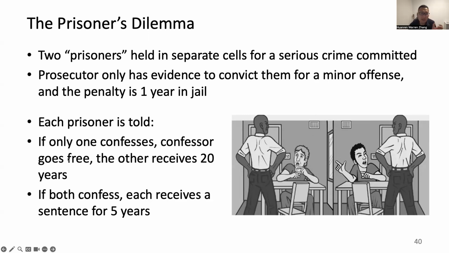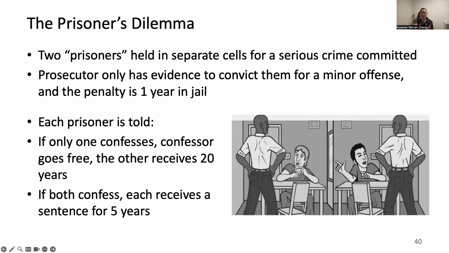They were told that if only one prisoner confesses, then the confessor would go free and the other would receive 20 years in jail as penalty. And if both confess, each would receive a sentence of 5 years. And of course, if none of them confess, they are only able to be put in prison for 1 year. Okay, so that's actually a good situation.